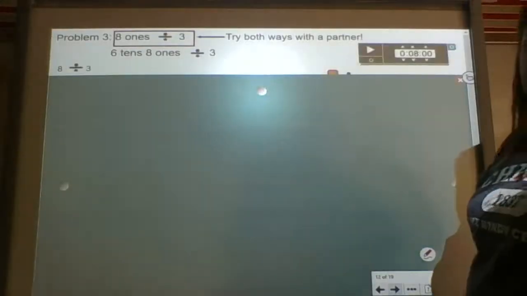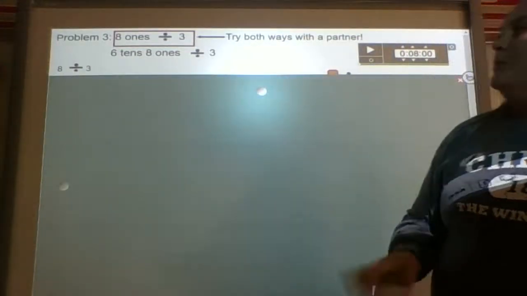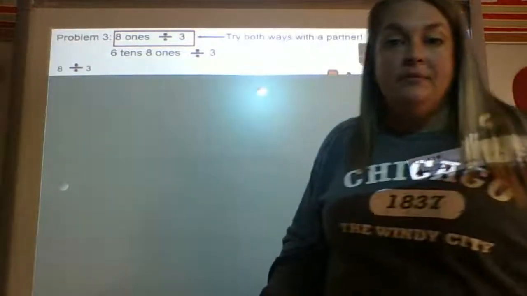8 divided by 3. Again, this isn't one I probably need to draw the apartment building for, because the numbers are so low. I can just skip count by my divisor to this number. So let's skip count from 3 to 8.